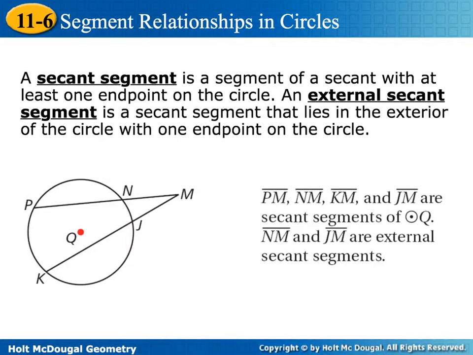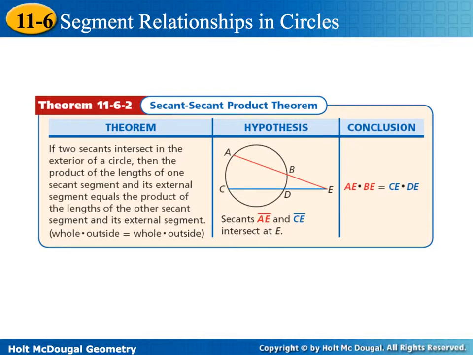the circle. So notice PM, NM, KM, and JM are all secant segments of the circle Q. NM and JM are external secants. So they're all secants in their own right, but these are specific because they're outside of it. These are external secants. All right, so we of course have this cool property that we can apply to them.